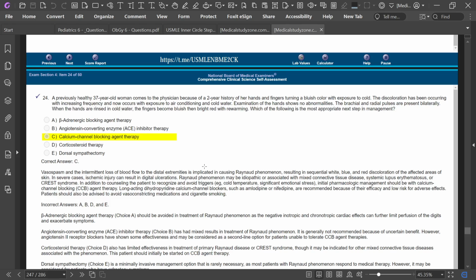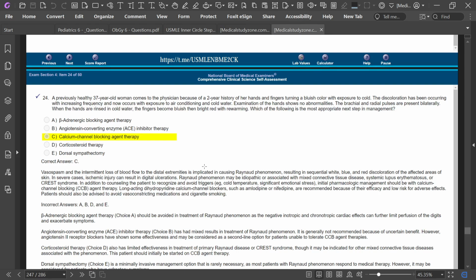In addition to counseling the patient to recognize and avoid triggers such as cold extremities and significant emotional states, initial pharmacological management should be with a calcium channel blocking agent. Long-acting dihydropyridine calcium channel blockers, amlodipine and nifedipine, are recommended because of their efficacy and low risk of adverse effects. Patients should be advised to avoid vasoconstricting medications and cigarette smoking.